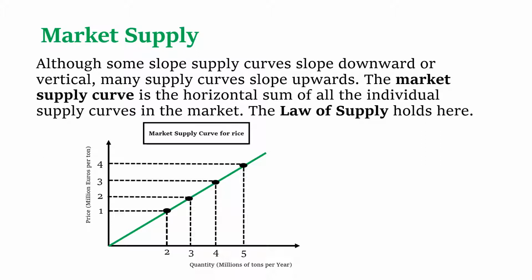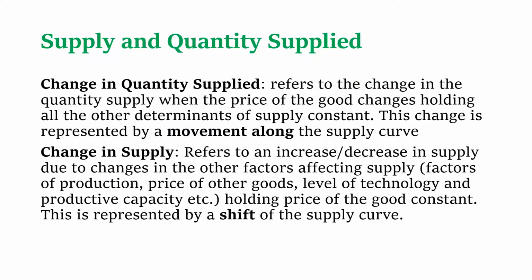Okay, so we're going to use that one. The law of supply holds here, and we have that when the price increases, supply also increases. Because when the price increases, the farm or the producer will offer more of the good for sale, to capture what? The increase in receipts. All right. So, supply and quantity supplied.